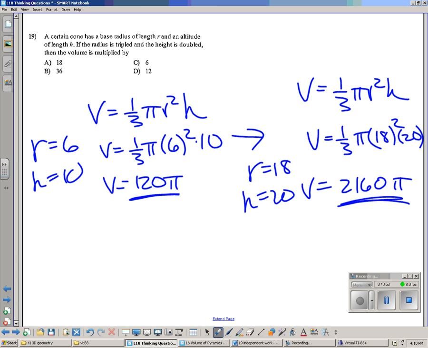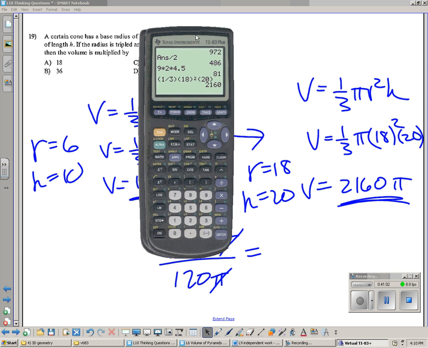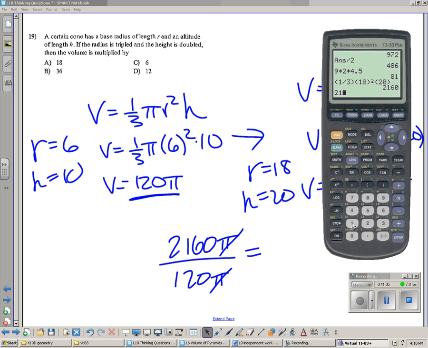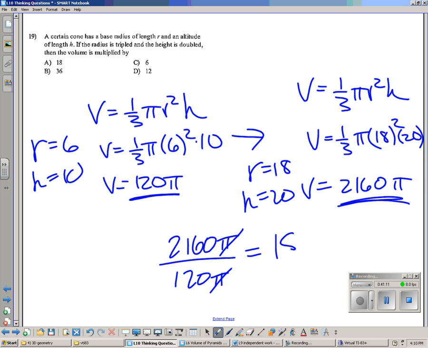If I want to figure out what I multiply by, I could take the 2160 pi and divide by the old volume, which is 120 pi. The pi's go away, so we can just do 2160 divided by 120. 2160 divided by 120, and that equals 18. So, whoops, that equals 18. So the volume actually got multiplied by 18.